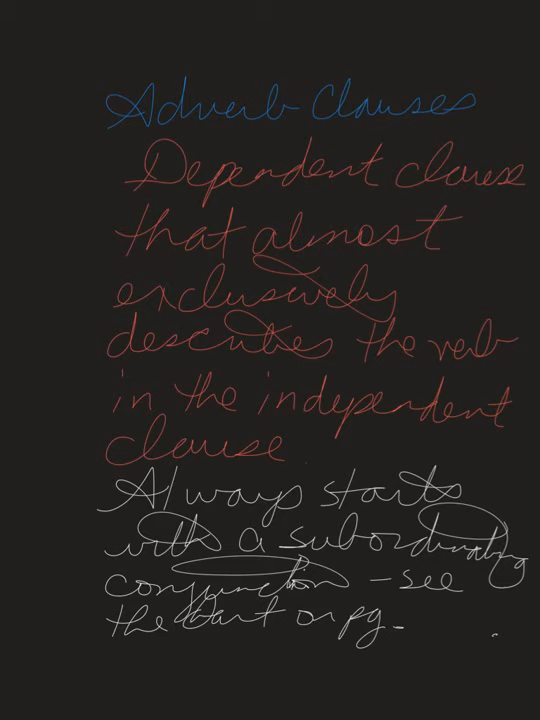Adverb clauses. Adverb clauses are dependent clauses that almost exclusively describe the verb in the other part of the sentence, in the independent clause. The whole adverb clause almost always describes the verb in the main part of the sentence, the part that can stand alone. Adverb clauses always start with words called subordinating conjunctions. There are a whole bunch of these, between 20 and 30 if I'm not mistaken. The chart is on page 203 of your book, so please refer to that chart.